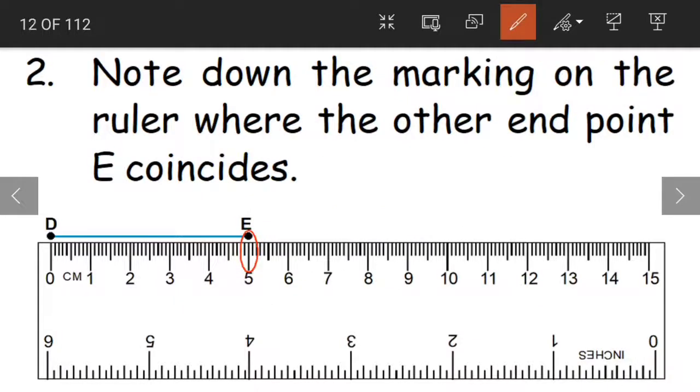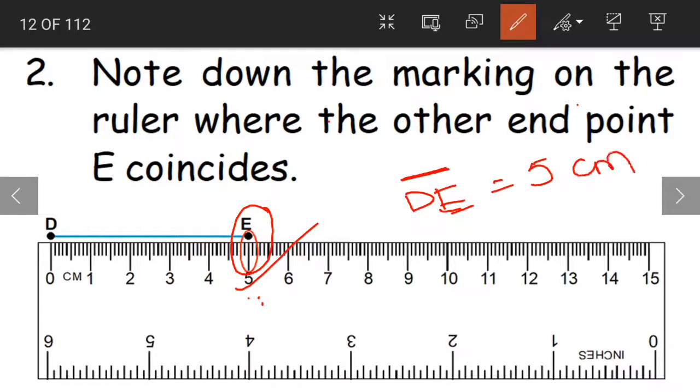So, the length of the given line segment becomes 5 centimeters. Now note down the marking on the ruler where the other end point E coincides. Yes, so it is coinciding at 5. The length of the line segment DE is equal to 5 centimeters.